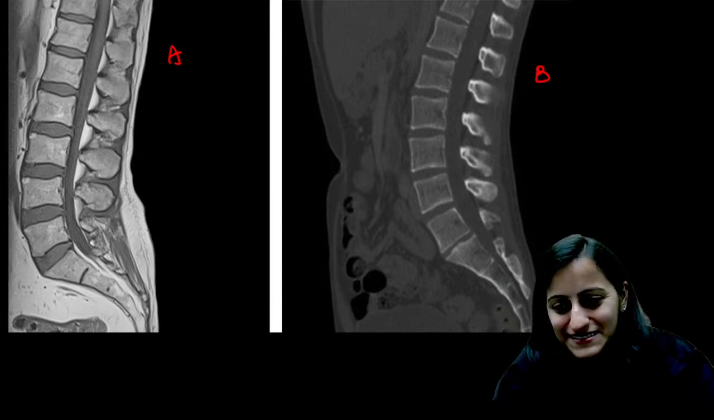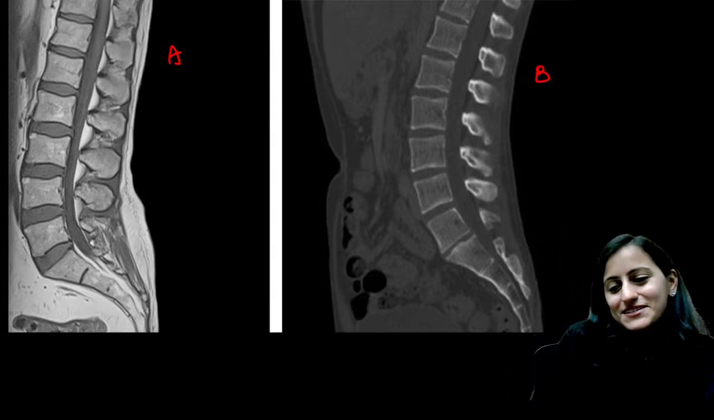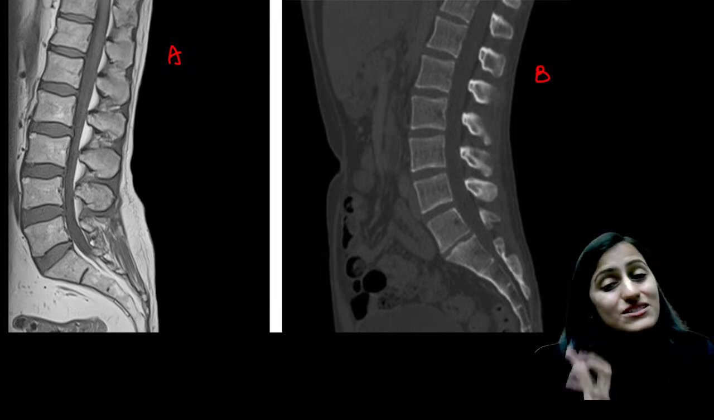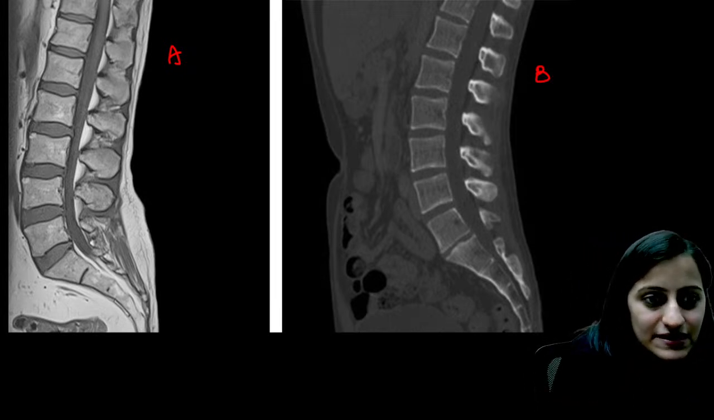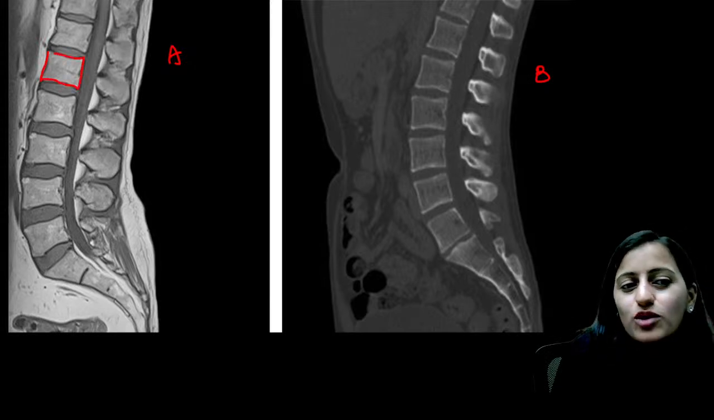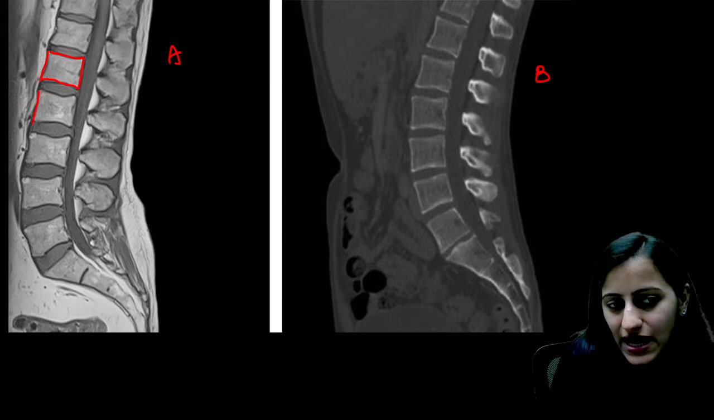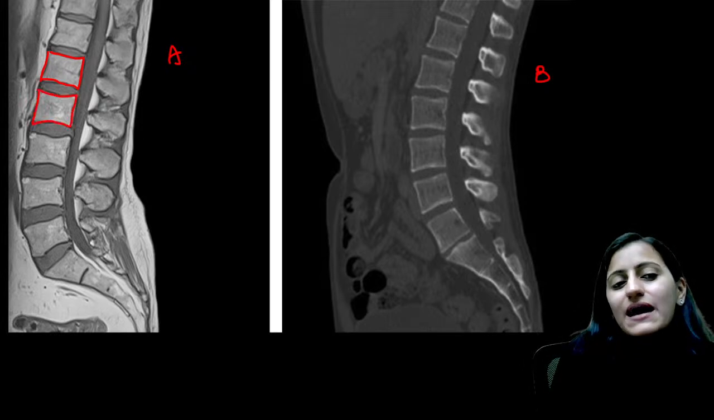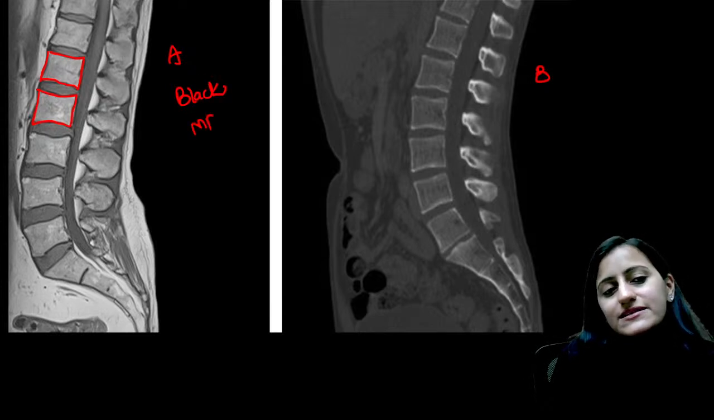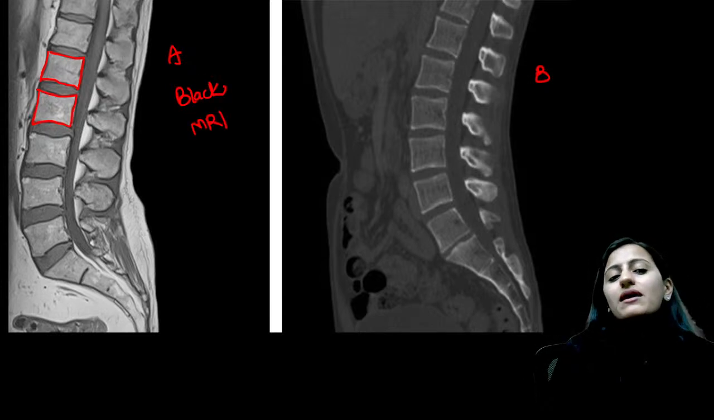Both MRI? No. Both CT? No. So see, always check the bone cortex, not the bone entirely. This is the bone cortex, right? The black line that you are seeing on the outer part of the bone, if you can see the black line there, it's the bone cortex which is black. So it is MRI.